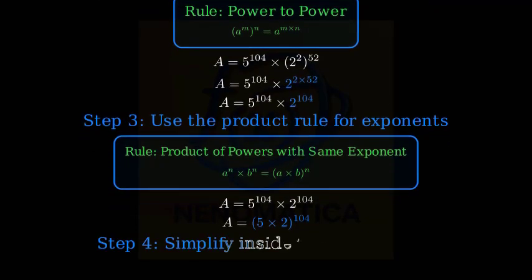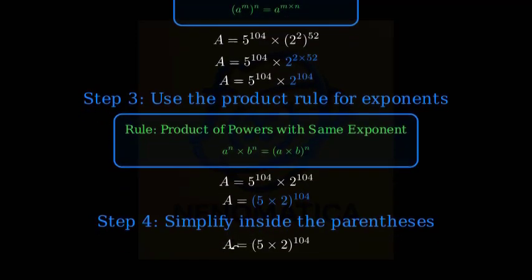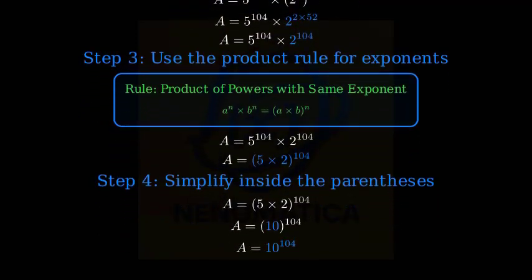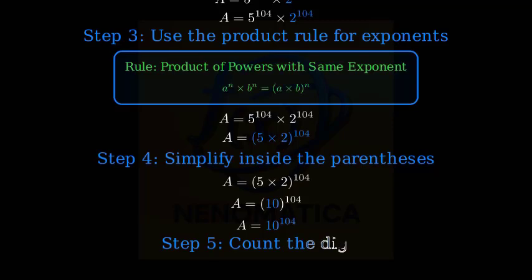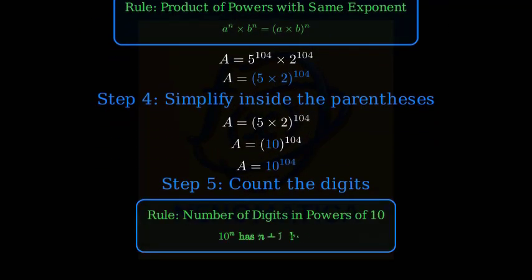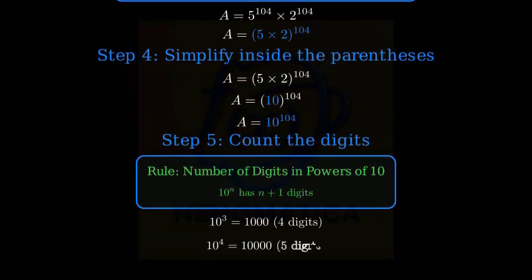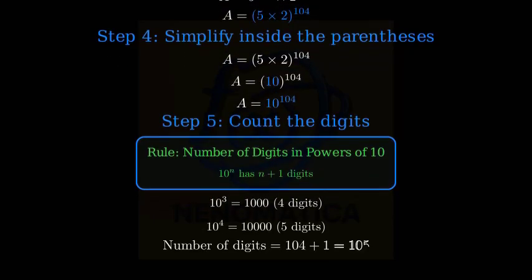The next step is to simplify what's inside the parentheses. 5 times 2 equals 10. So we have a equals 10 to the power of 104. Now that we have a equals 10 to the power of 104, we can determine how many digits this number has. There's a useful property.